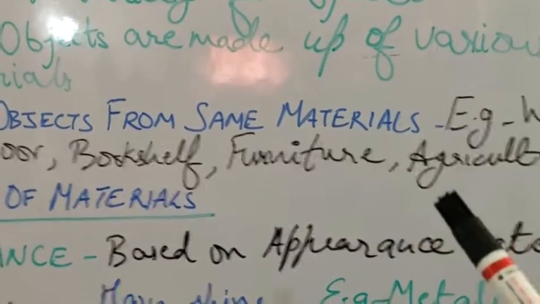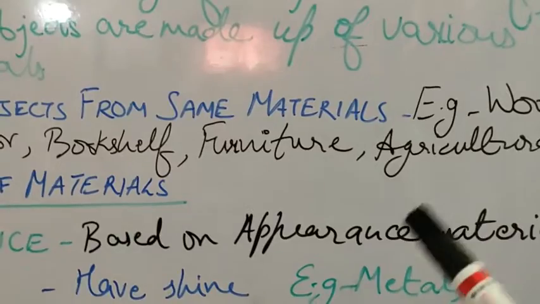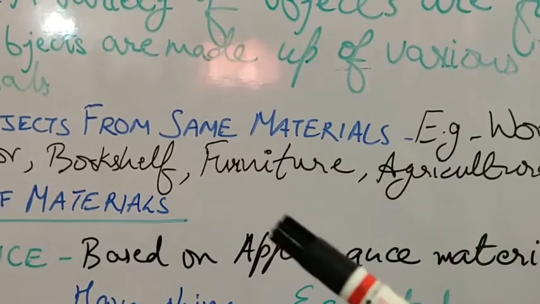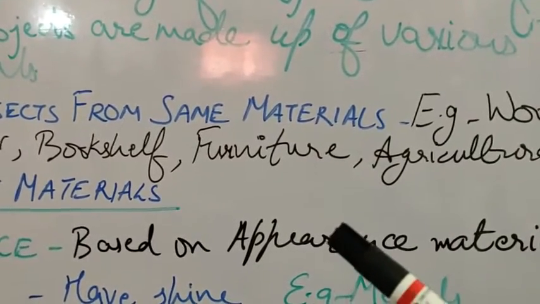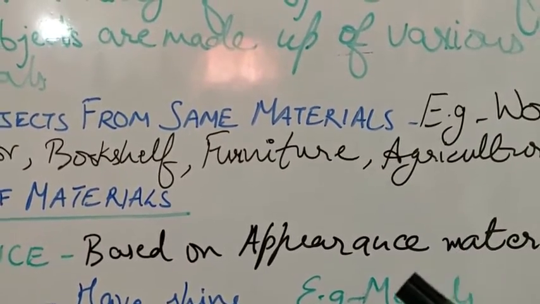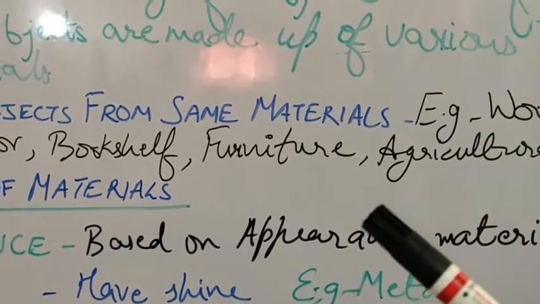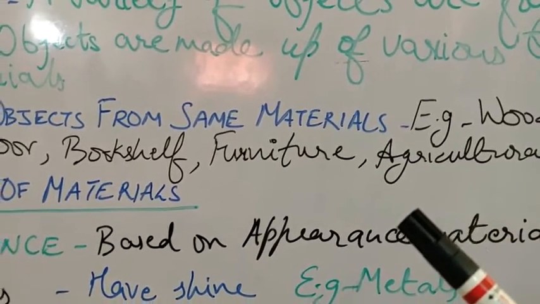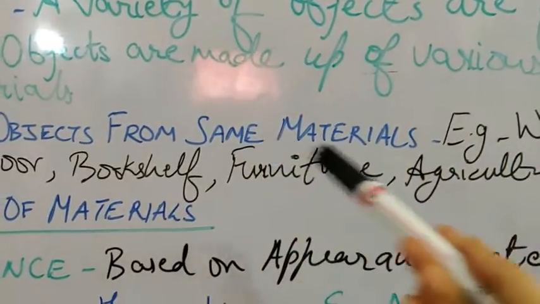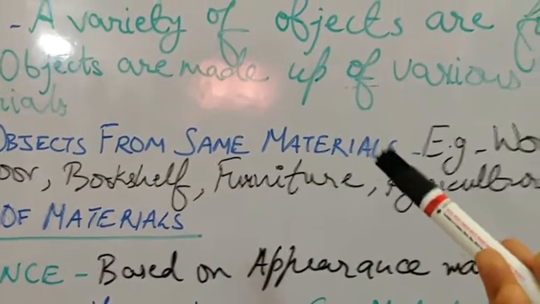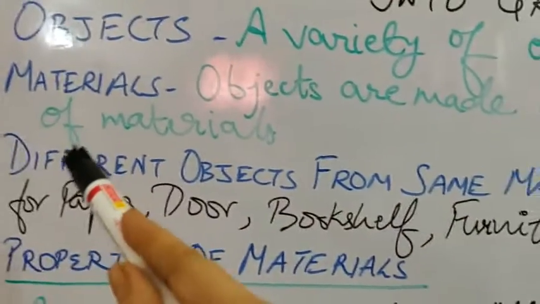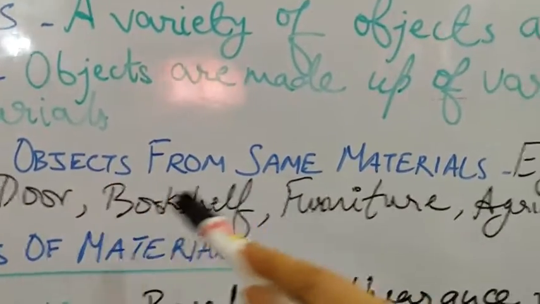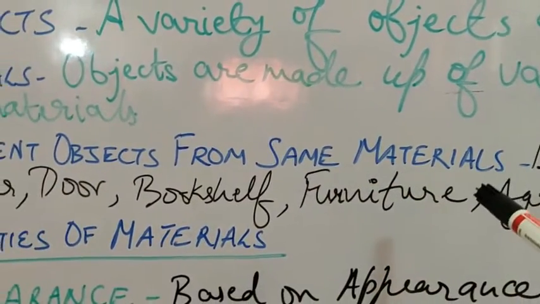Like if we take your toys, your toy is an object. Now a toy can be made of plastic, wood, or metal. Nowadays some cars are available which are made of metal. It can be plastic also, which is lighter than metal. It can be made of wood also. So toys can be made of different types of materials. Okay, so I hope, students, you have understood that different objects can be made from the same material, or the same object can be made from different materials.